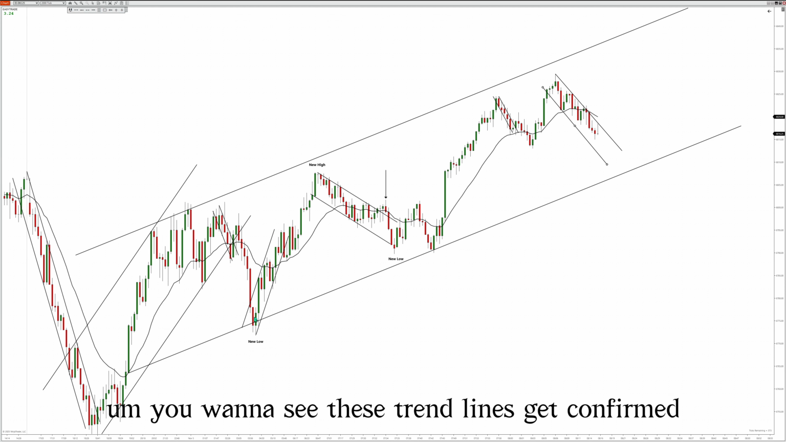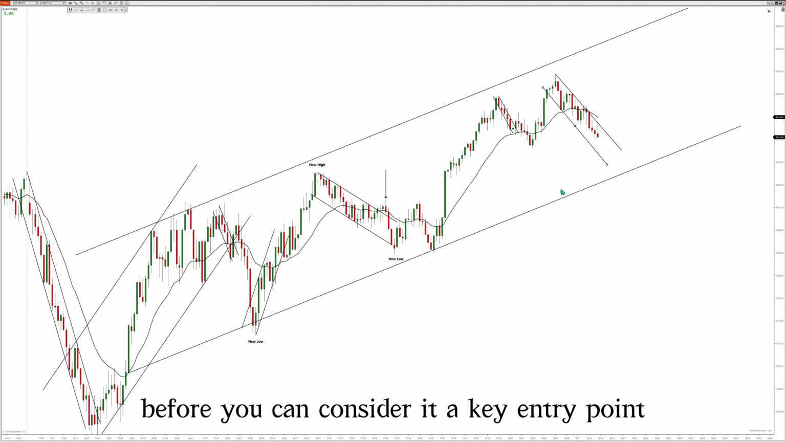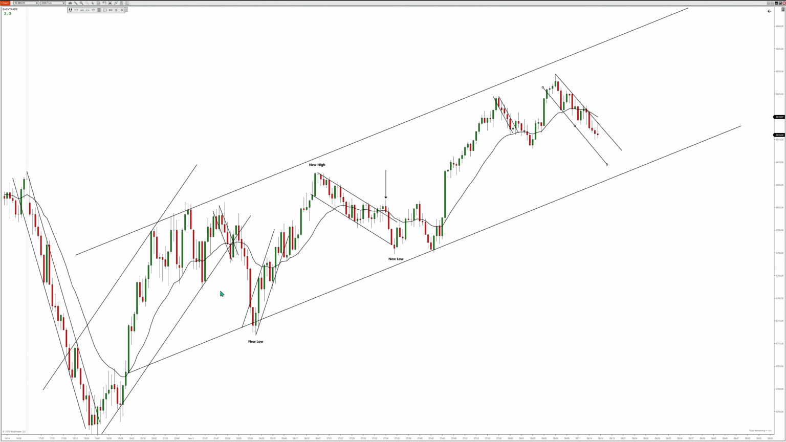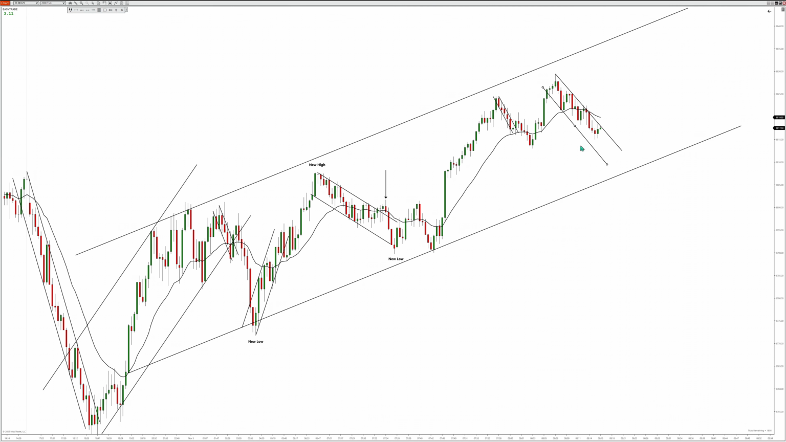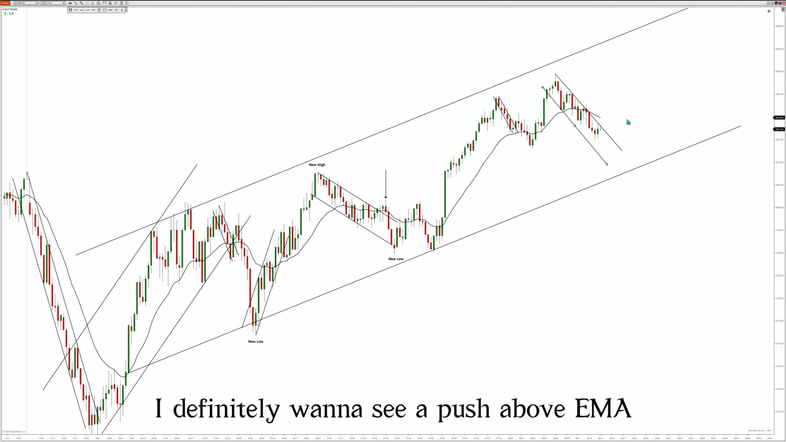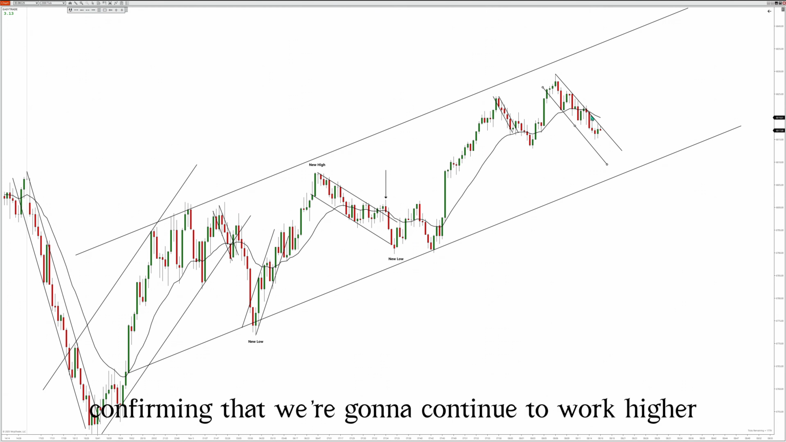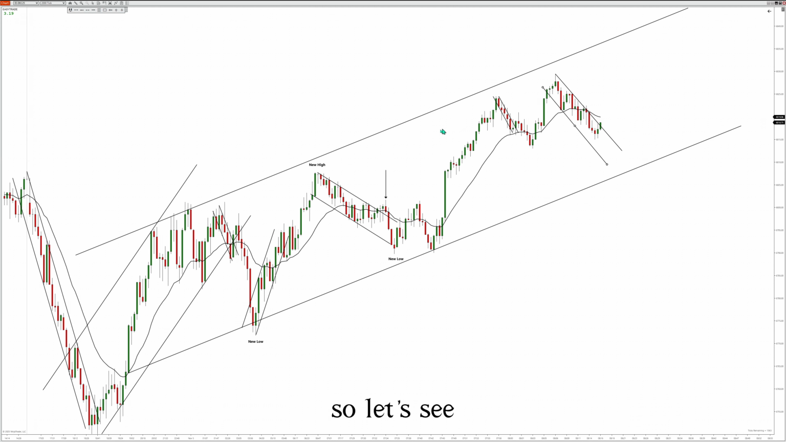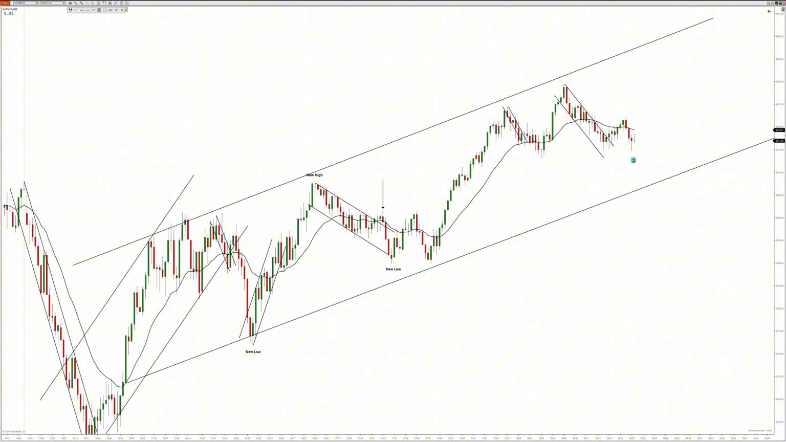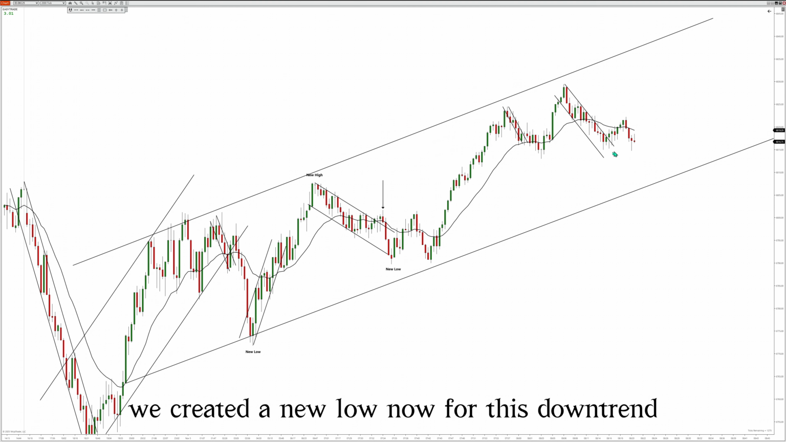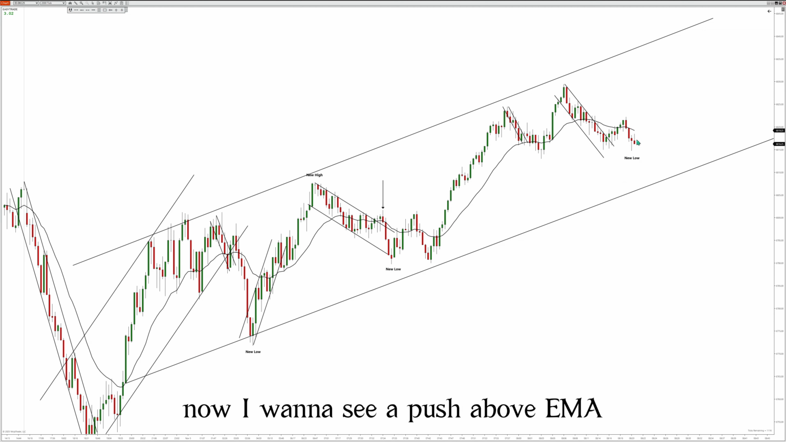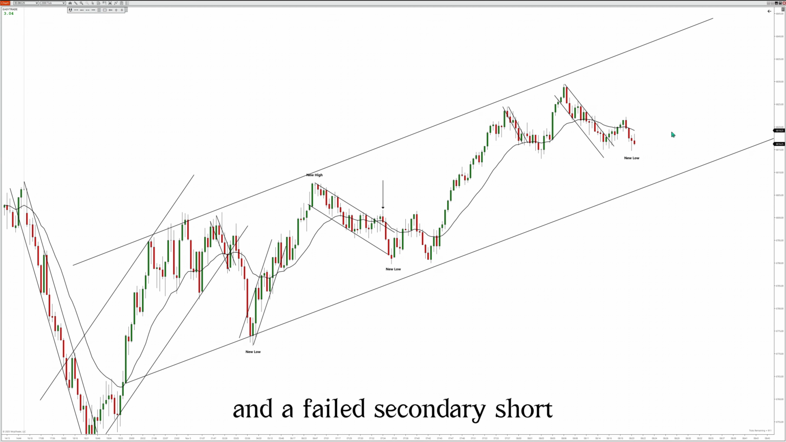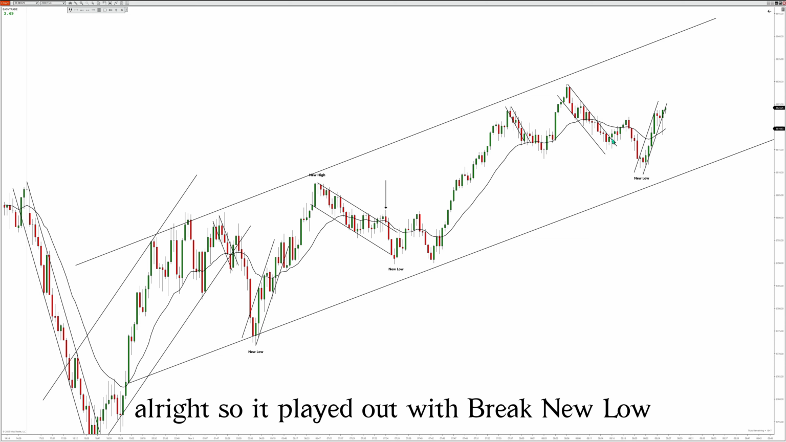You want to see these trend lines get confirmed about 3 times before you can consider it a key entry point. You really want the trend to be established if you're going to be trading just off of the trend lines. So if we do bounce off of this, I definitely want to see a push above EMA and some kind of setup confirming that we're going to continue to work higher. So let's see. All right, guys, we created new low now for this downtrend, so that shows that the pullback is played out. Now I want to see a push above EMA and a failed second entry short to continue this push phase. Alright, so it played out with break, new low.